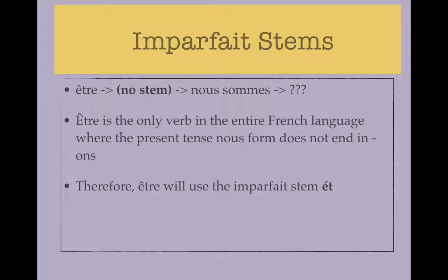Therefore, être uses the imparfait stem é-t, with an accent aigu. This is just like an irregular where you just have to memorize that one. The easy part is that's the only one you have to know.